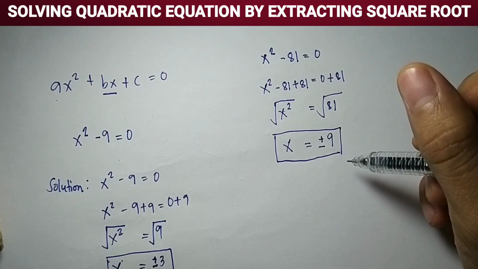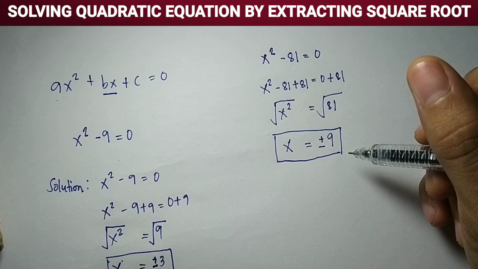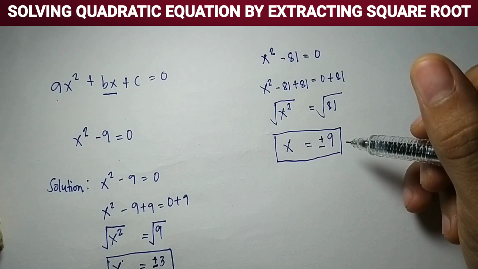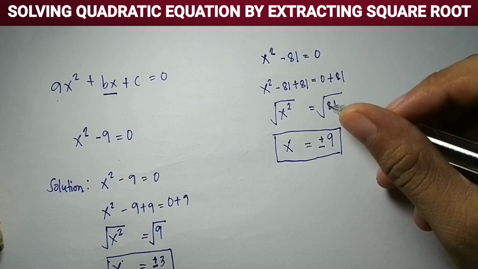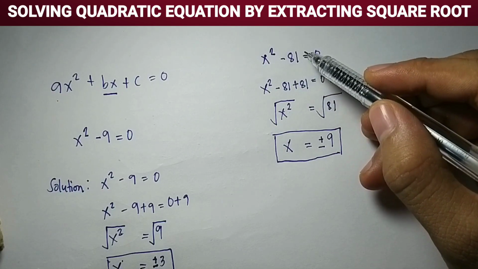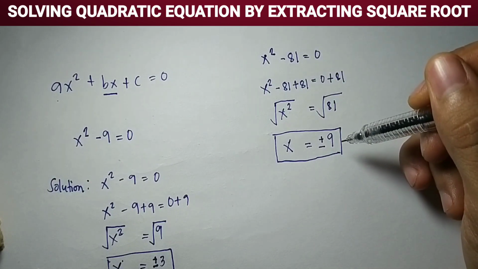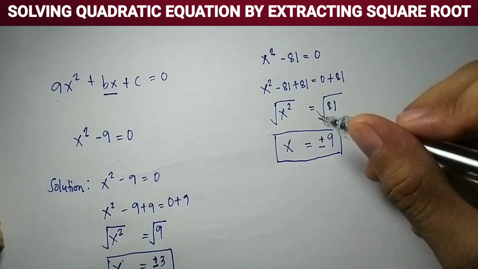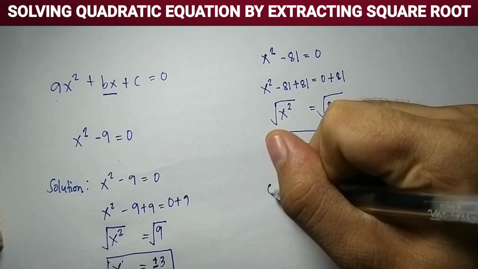Pwede siyang tawagon nato nga solutions of the quadratic equation. Pwede pod natong tawagon nga roots of the quadratic equation. Parehas ra ang pasabot. So ang atong roots ani nga equation, x squared minus 81 is equal to 0, kay positive 9 og negative 9. So let us check kung insakto ba ang atong solution nga positive 9 ug negative 9. So mag-checking na pud ta.